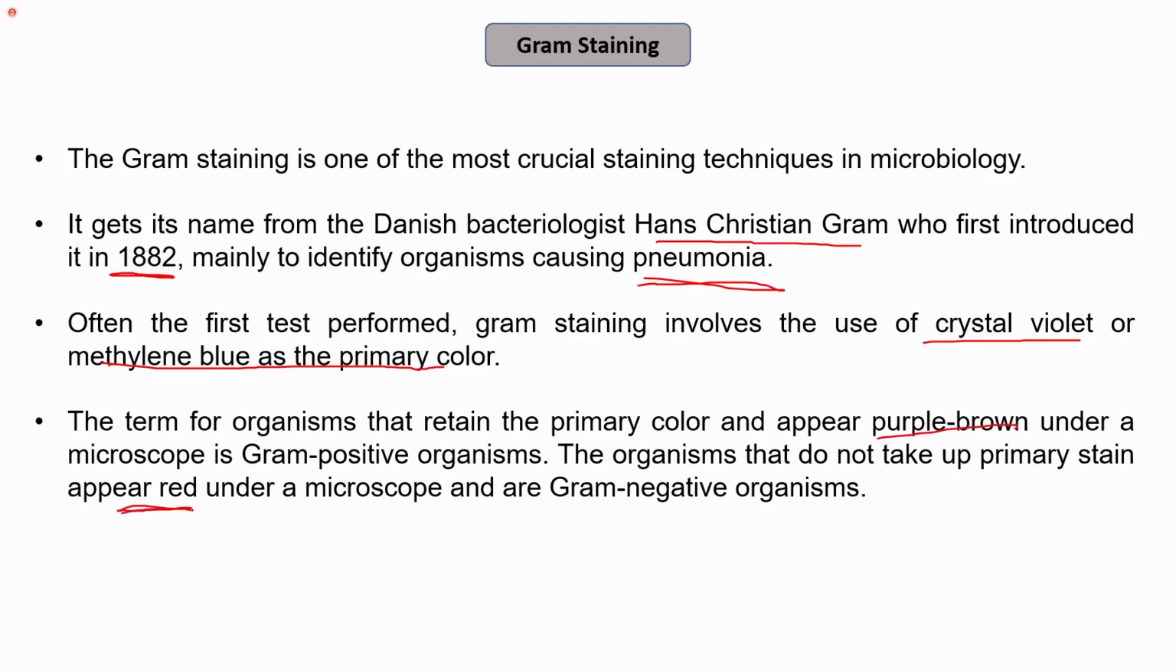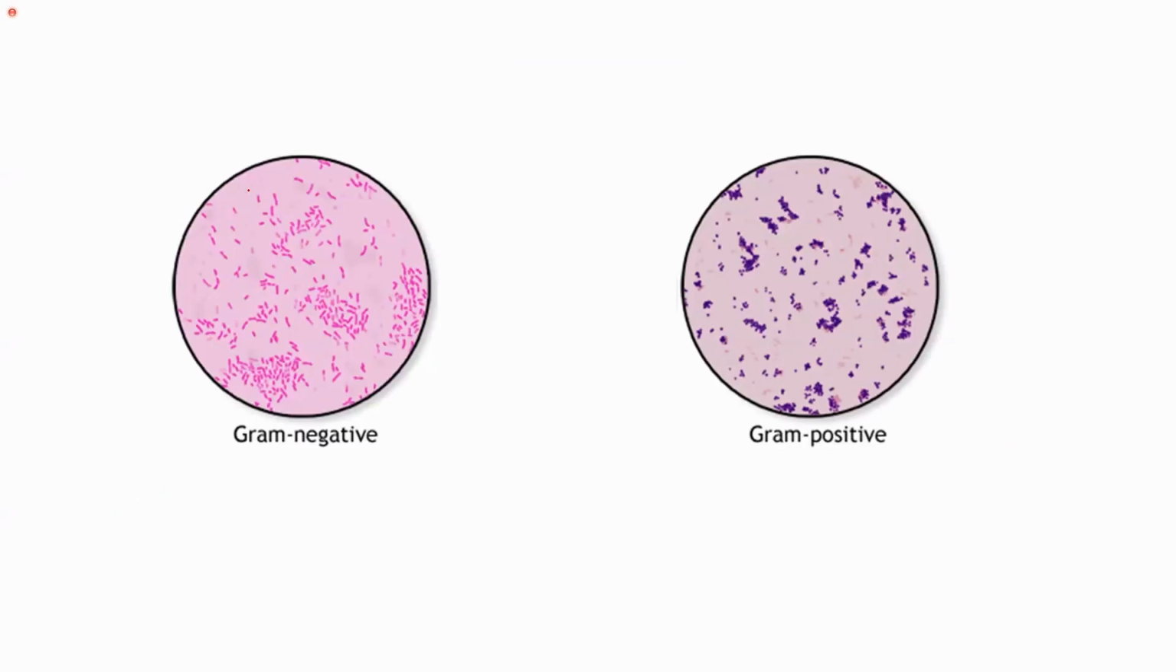Right? You will learn in the higher classes how to perform gram staining. When we perform the gram staining, we will see that the gram-negative bacteria will appear pink in color, while the gram-positive bacteria will appear purple in color. So this is the gram-positive bacteria that is purple in color, right? When we visualize it after the gram staining, while this one is pink in color.